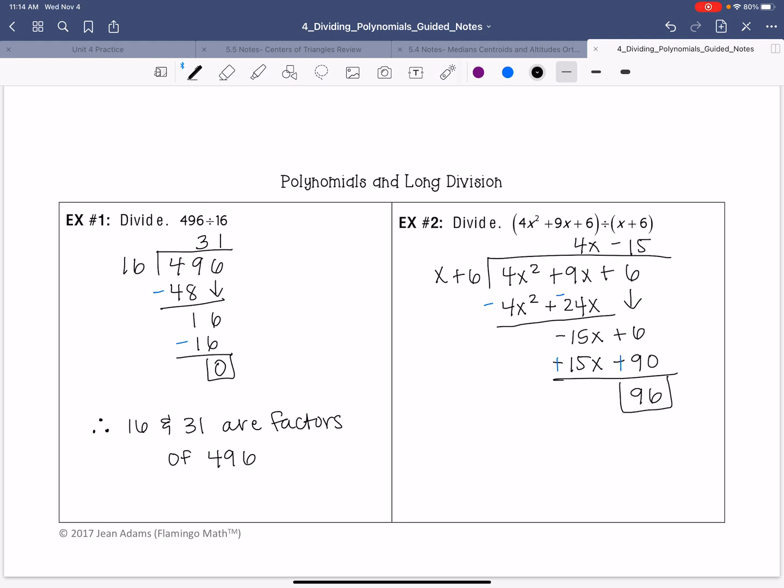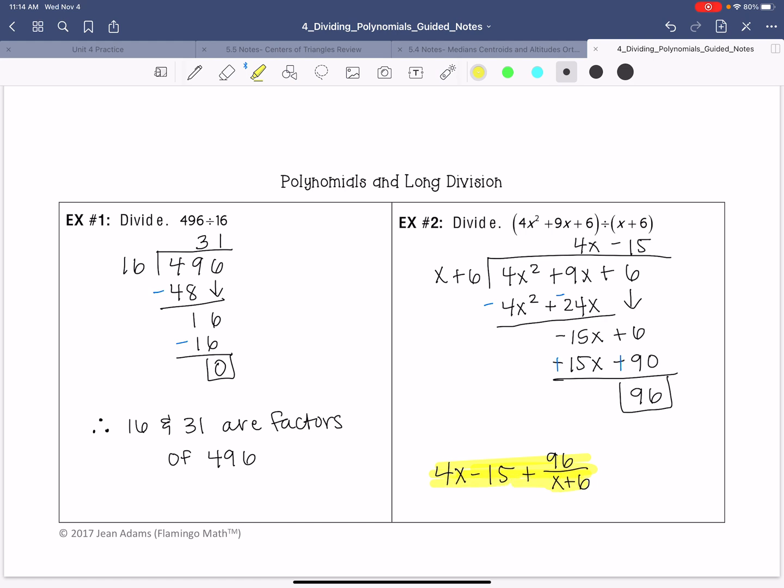This is my remainder. So how we write our final answer to this is we write this top piece, and then you must add the remainder. But the remainder is being divided by this x plus 6. So that's how we have to do it. So we're going to get 4x minus 15 plus 96, but that 96 still needs to be divided by that x plus 6. So this is how you would correctly write your answer, like so.